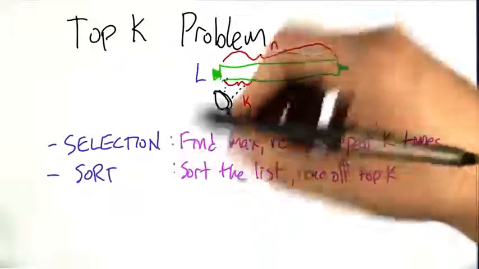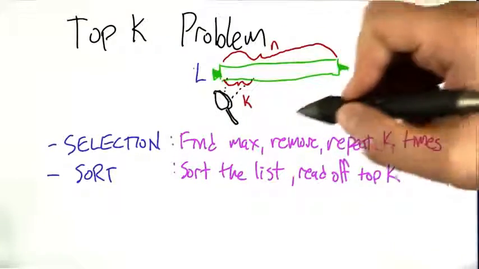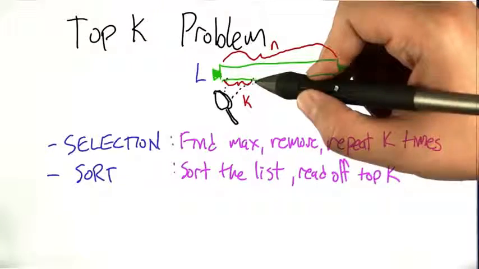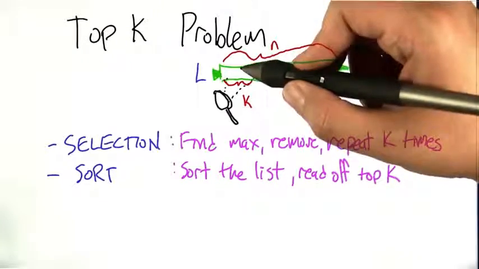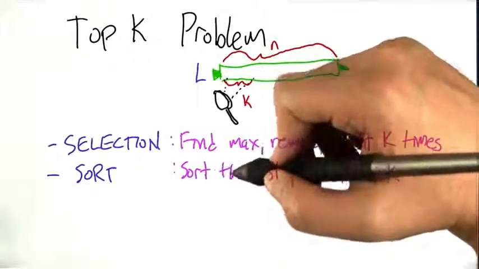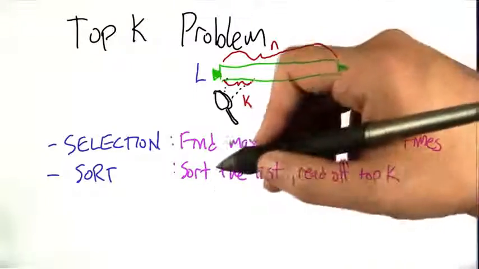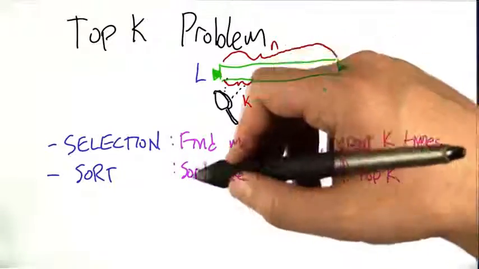So another natural thing to do is just sort the whole list. Once we've sorted the whole list, the first k elements of that sorted list are exactly the ones that we want. So this is actually a very simple way of doing it. In Python, it could just be essentially 1 or 2 statements.